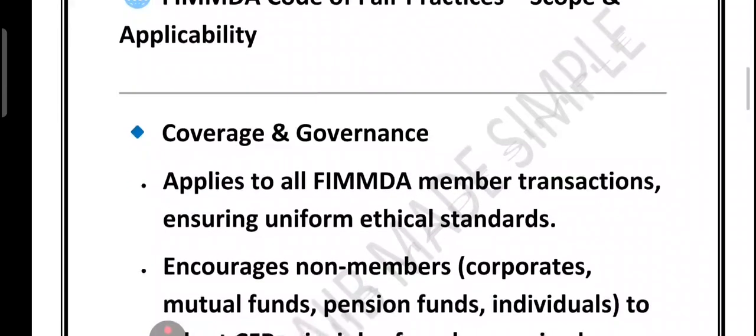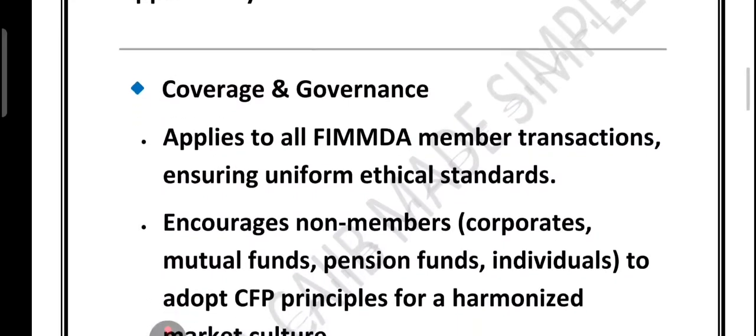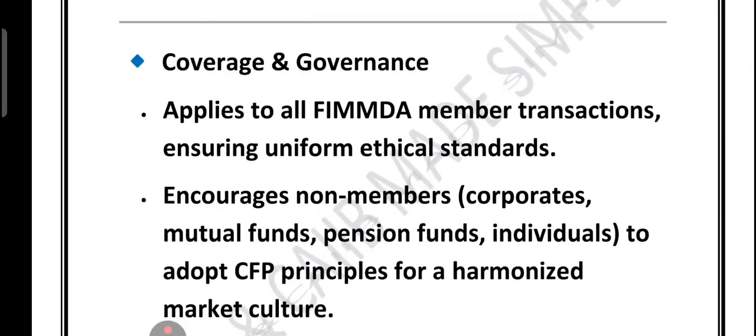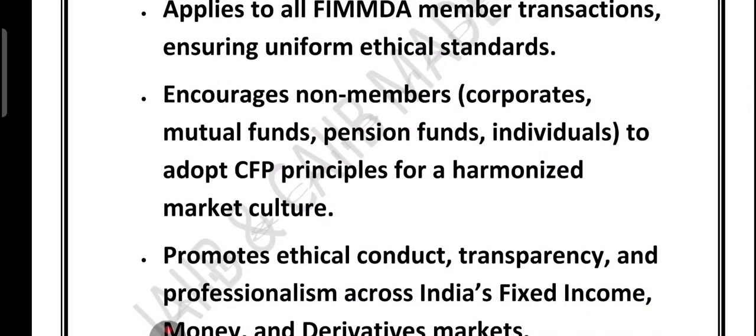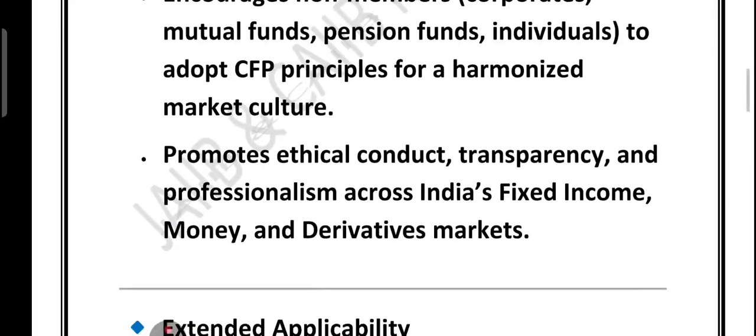Now let's understand the scope and applicability of the FIMDA Code of Fair Practice or CFP. To begin with, this code applies to all the transactions carried out by FIMDA members. The idea is to ensure that everyone follows the same ethical and professional standard, creating a level playing field in the financial market. Now here is the interesting part.